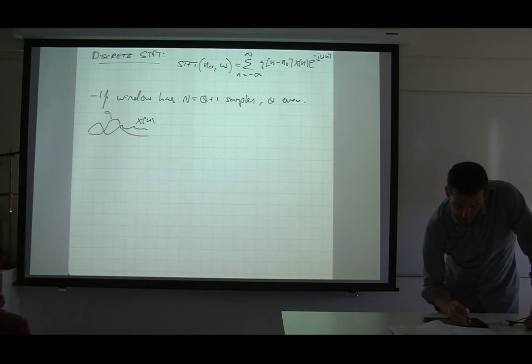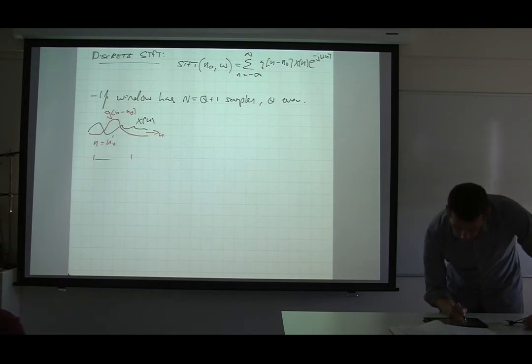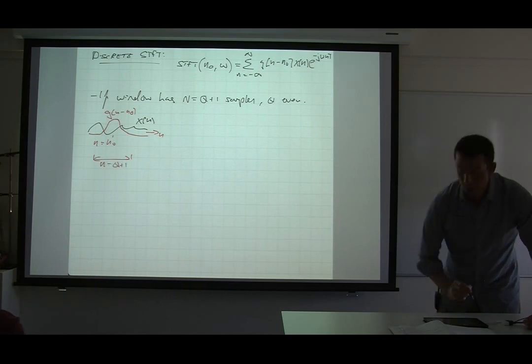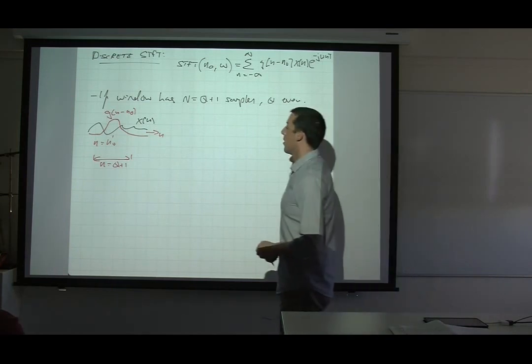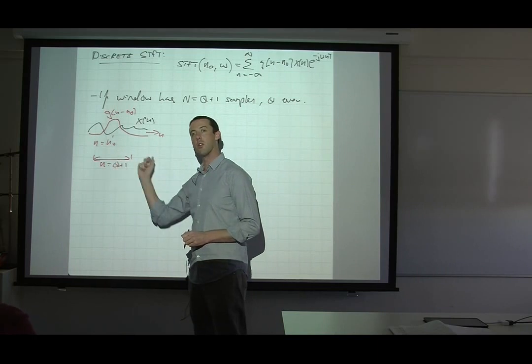This is my G of N minus N naught, centered at time N naught, with N running this way. And what I'm saying to you is that this window function G only has a width of N samples across here, and it's equal to Q plus 1, and Q is even. So I get Q over 2 on this side, I get one sample bang in the center, and I get Q over 2 on the other side.